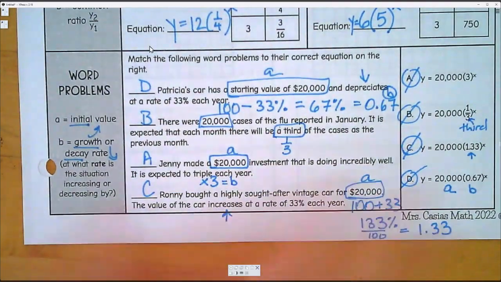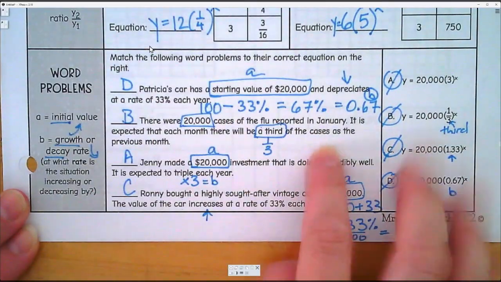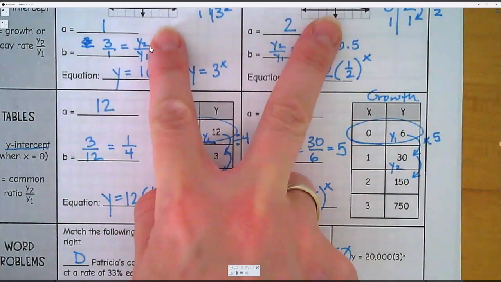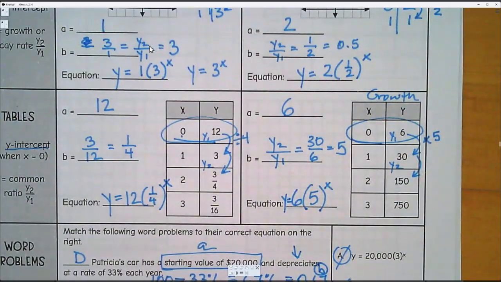So there you have a couple examples of the word problems. In your practice today, you're going to see some word problems, but you're also going to be working on the tables, right? We worked on the graphs last time a lot, so we're going to really work on those tables today and writing the equations that you see.